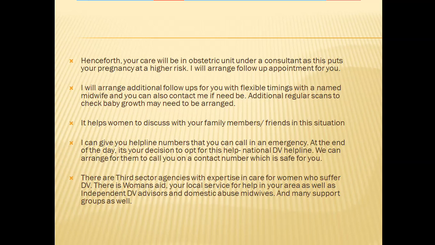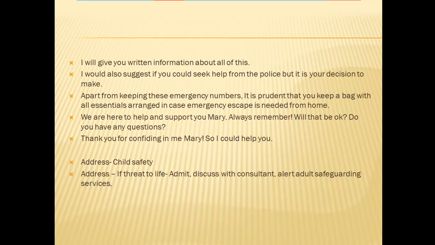There are other third sector agencies with expertise in care for women who suffer domestic violence. There is Women's Aid, your local service for help in your area, as well as independent domestic violence advisors and domestic abuse midwives, and many support groups as well. I will give you written information about all of these. I would also suggest that you seek help from the police, but it is your decision to make. Apart from keeping these emergency numbers, it is prudent that you keep a bag with all essentials arranged in case emergency escape is needed from home.